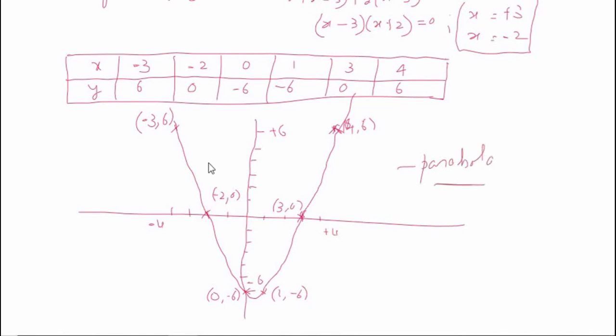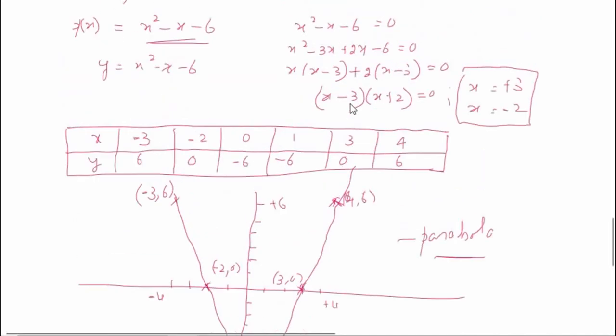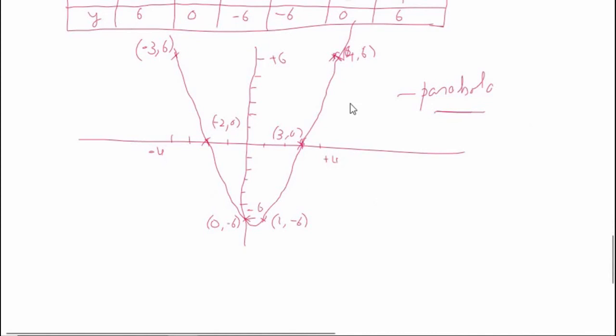Now the parabola cuts the x-axis in two places, and this is minus 2 and 0. Here it is 3 and 0. So earlier we found out the zeros of this quadratic polynomial, plus 3 and minus 2. So these are the points at which the parabola cuts the x-axis.